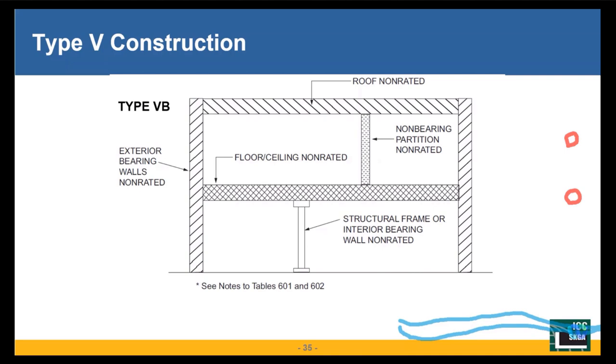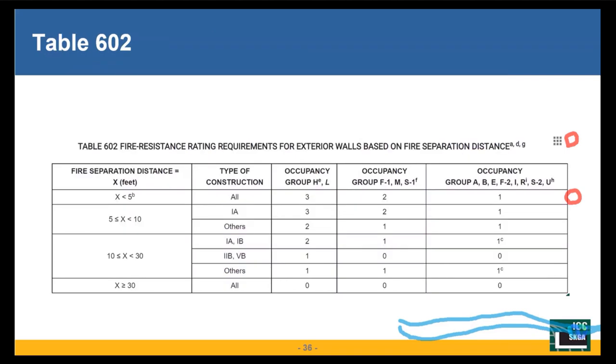So now we take a look at the requirement for fire separation distance, which is contained in Table 602. This table regulates the exterior walls only. It doesn't regulate anything else and must be used in concert with 601. So you must always look at the requirement in 601 where for the exterior walls, the rating of the exterior walls. And the worst of those two tables will apply.